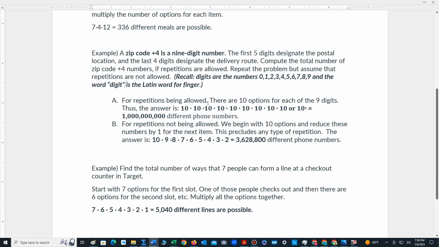Whenever repetitions are allowed, that means we can reuse the numbers. So remember, there are 10 options for each number because we're picking one of these digits, 0 through 9. And since we're allowed to repeat digits, all we do is multiply 10 with itself 9 times because we have 9 different digits to choose from, and there's 10 options per digit. So that's 10 to the 9th, which is equal to 1 billion different zip code plus 4s that are possible.